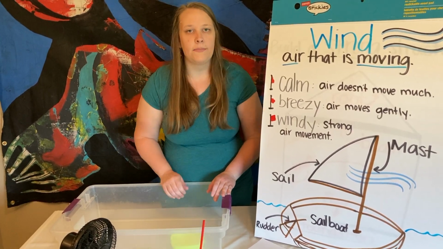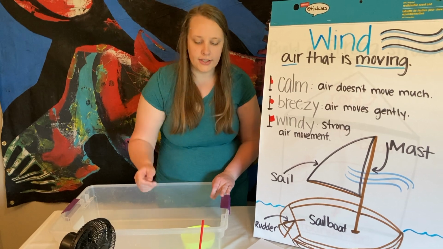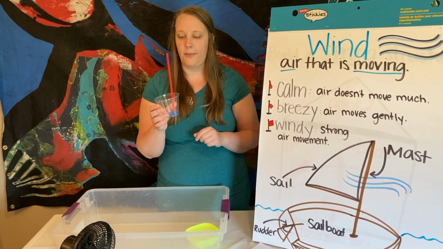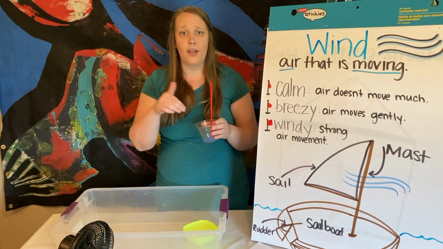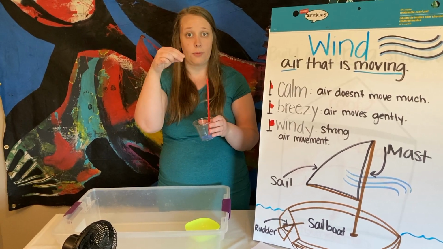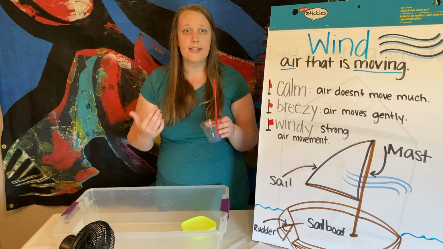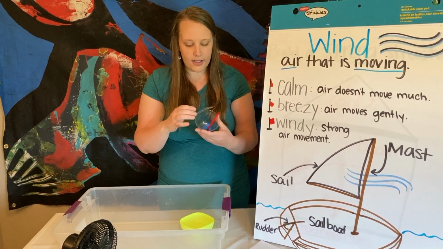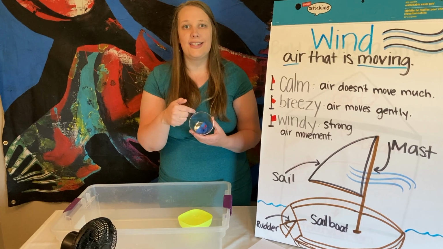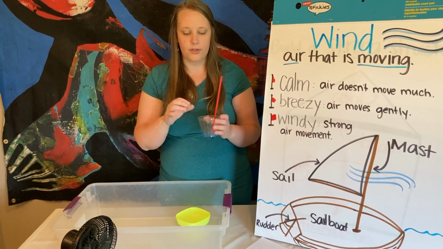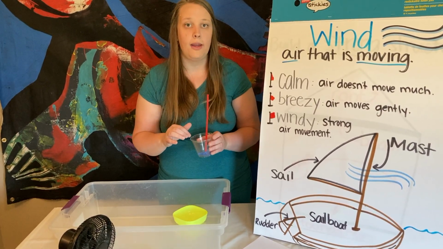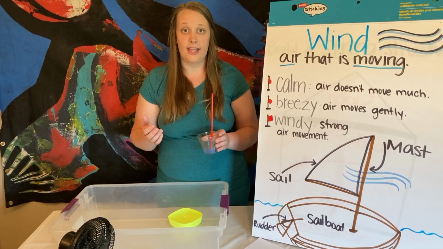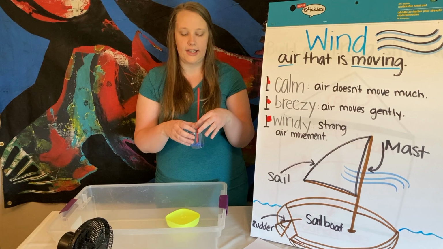Then you need to find something that can work as your mast. You can see I have found a straw. You can find anything that could stand up in your boat, maybe a stick, something that's long and strong. And then you're going to need to figure out a way to get it to stay in the bottom of your boat. I just used regular tape. I've also used Play-Doh or glue before, things like that would hold it really steady.